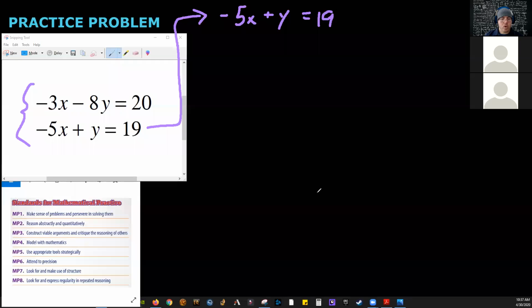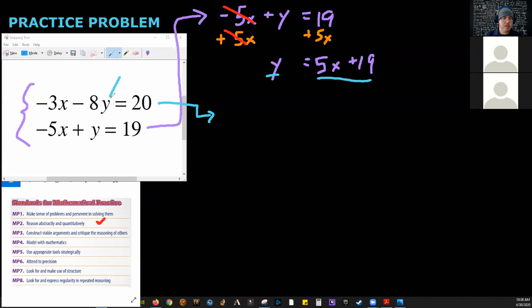So with a really, really quick abstract, if I just add 5x to both sides, what I'll end up with is y equals 5x plus 19, because these two things are opposites of each other and they cancel each other out. So now what I can do is rewrite this equation, making sure that y is equal to this stuff. And I'm going to put it in right there.